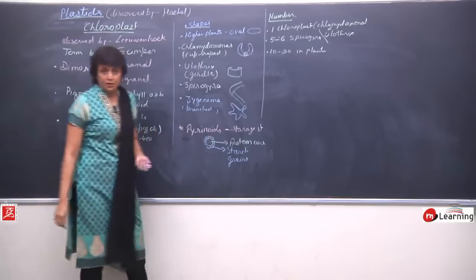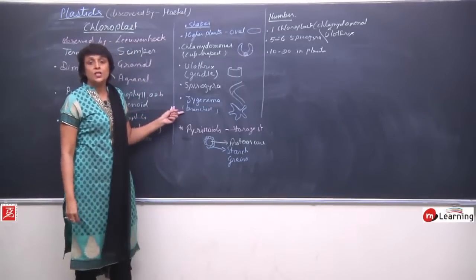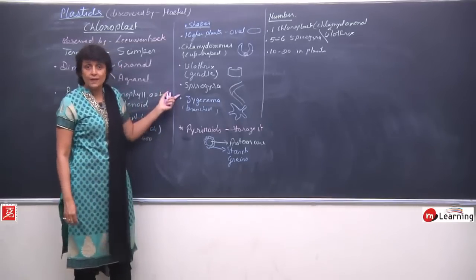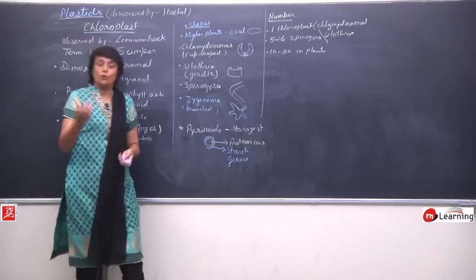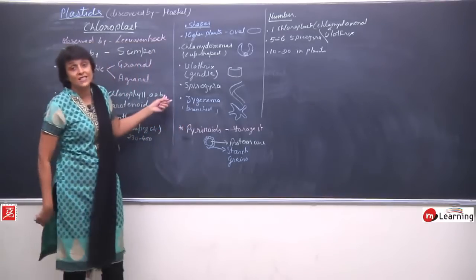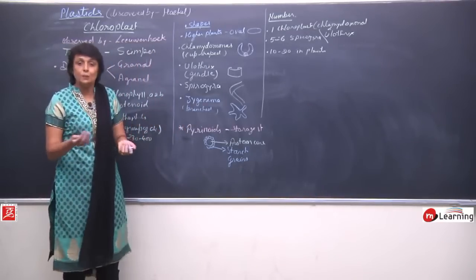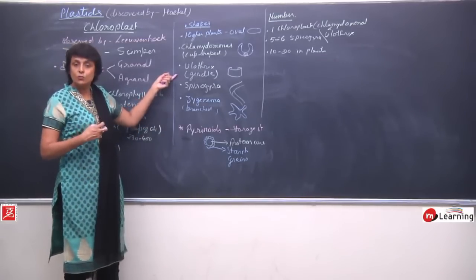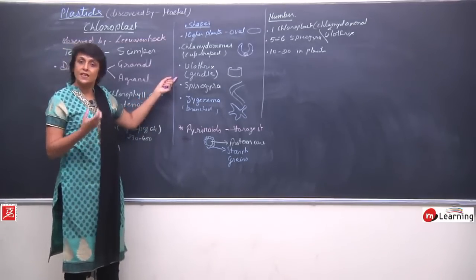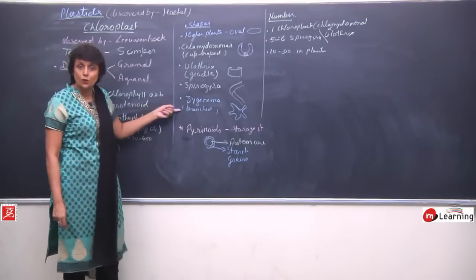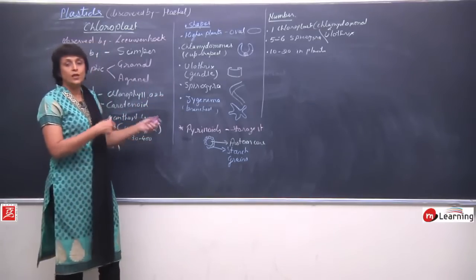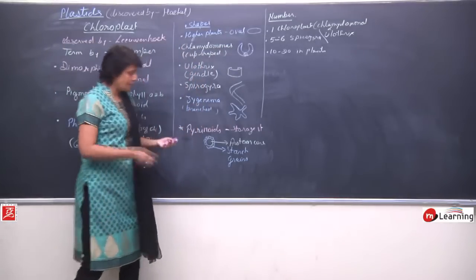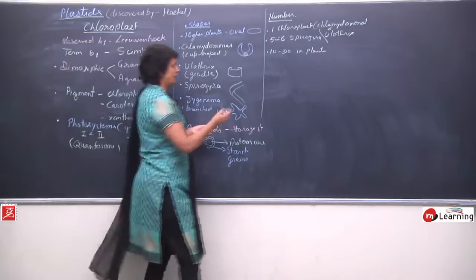This number is variable. The cells which are in dark, that is in shaded areas, they would have more number of chloroplast, and the cells which are exposed to direct light, they have less number of chloroplast. So this is again dependent on what is required by the cell at that time. If intensity is more, even less number of chloroplast can absorb that much of light with the help of chlorophyll. If it is in shade, the plant would need more number of chloroplast. So shape and number. Now coming to the structure.